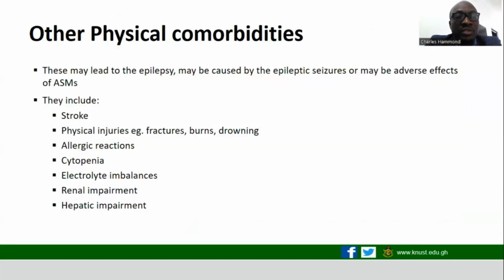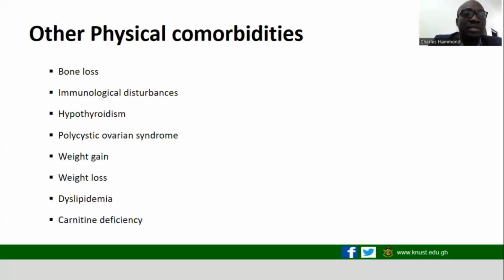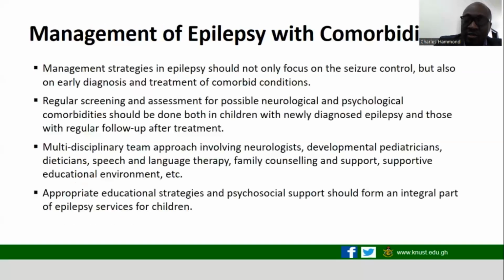There are other physical comorbidities in epilepsy that are worth noting, and these may include stroke, physical injuries, because a stroke may lead to the epilepsy. Physical injuries like fractures, burns, drowning have been reported in patients who have had epilepsy. Allergic reactions or hypersensitivity reactions, especially with the use of anti-seizure medications. Some of the most feared is, of course, the Stevens-Johnson syndrome, and then many other medical comorbidities that may arise, such as electrolyte imbalance, renal impairment, hepatic impairment. We already talked about bone loss, polycystic ovarian syndrome and weight issues in patients who are using some forms of anti-seizure medications.